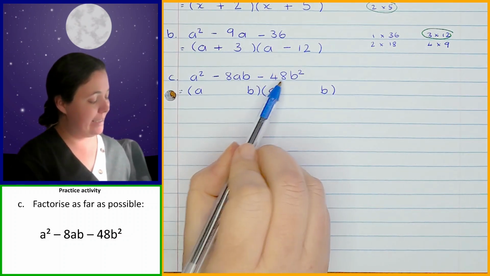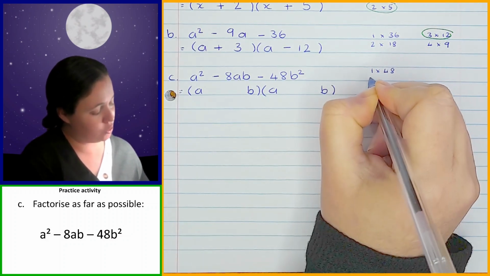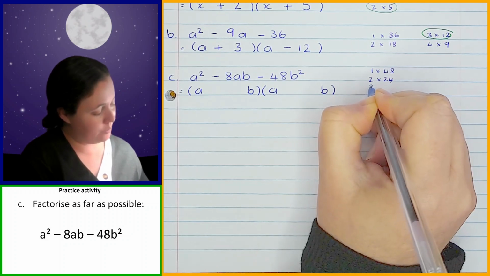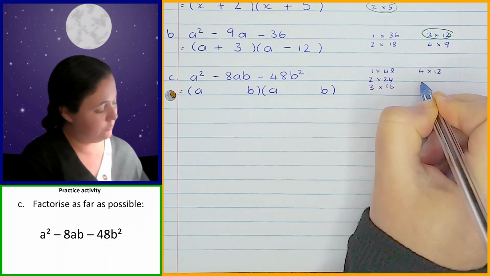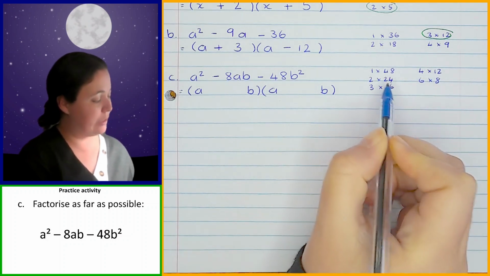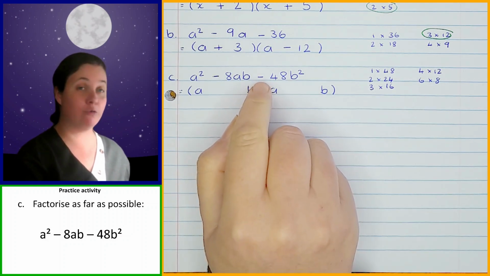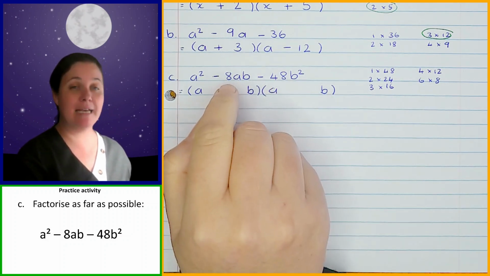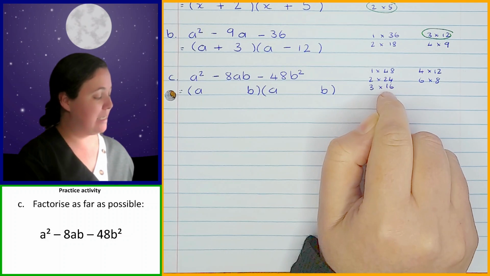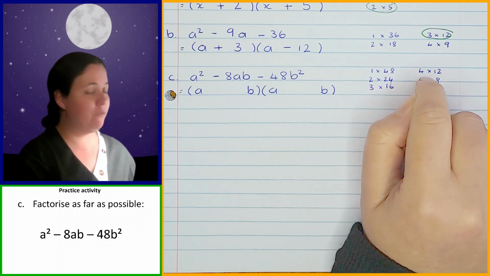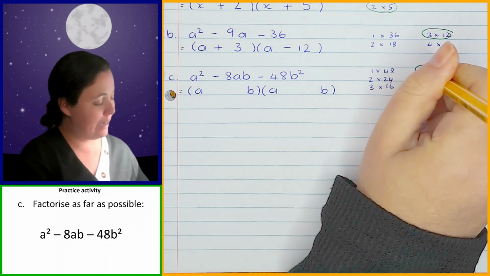Okay, so now I need factors of 48. So I've got 1 and 48, 2 and 24, 3 and 16, 4 and 12, 6 and 8. Okay, so those are my factor pairs for 48. So now I need to find the pair that I can subtract, because the last term is negative, to get 8. Okay, so I can't subtract 1 and 48 and get 8. 24 minus 2 is also not 8. 16 minus 3 is not 8. 12 minus 4 is 8. Okay, so this is the factor pair that I'm going to be working with, the 4 and the 12.